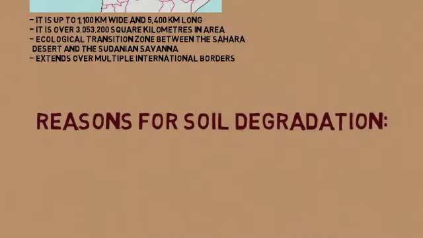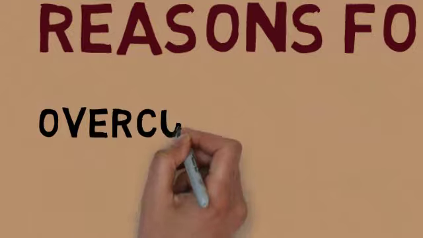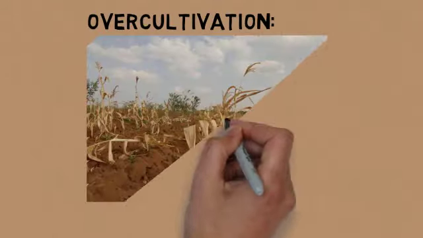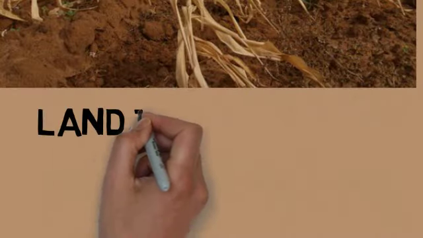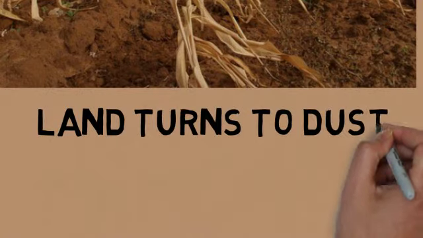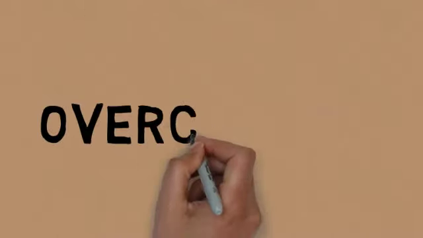Reasons for soil degradation. Overcultivation. Continually used for crops, the land does not receive sufficient time for natural recovery and therefore begins to lose its nutrients as the quality of the land decreases. In the end, the land turns into dust.